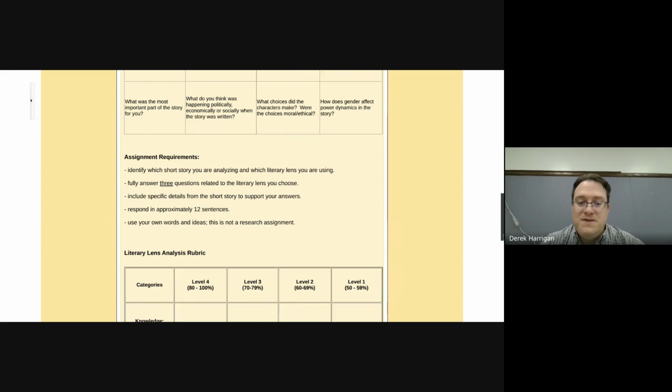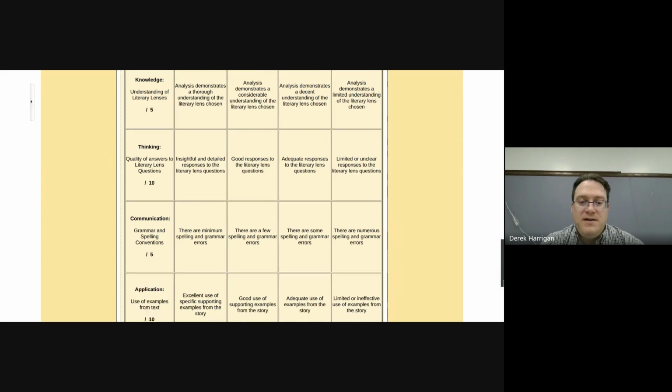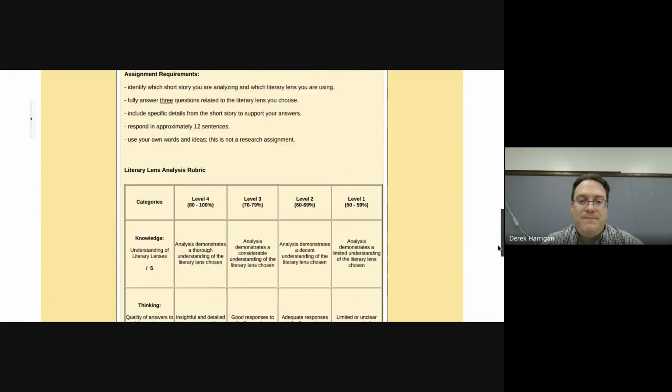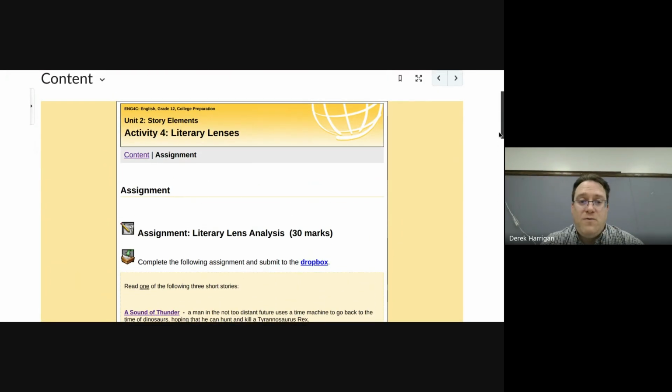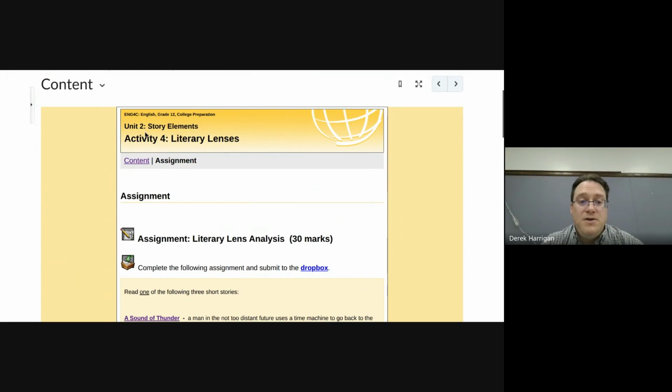And then this is the rubric that I'll use to grade your assignment. So you can take a look at that. And that's it for Unit 2, Activity 4, Literary Lenses. If you have any questions, please let me know.